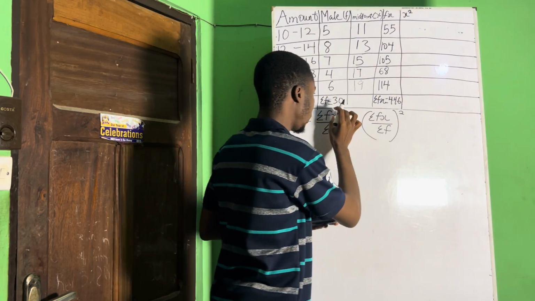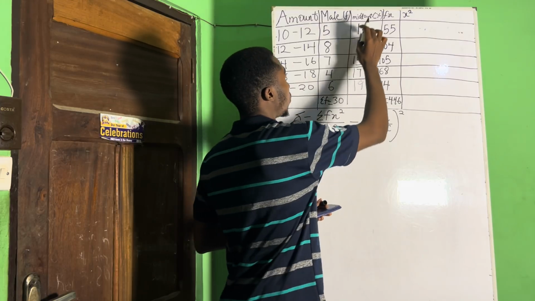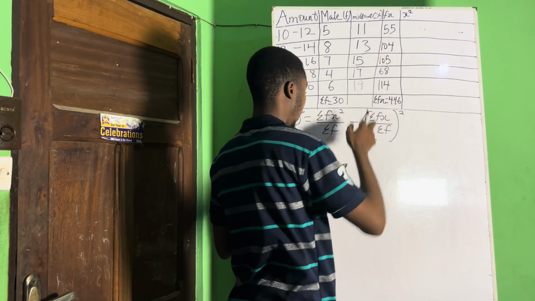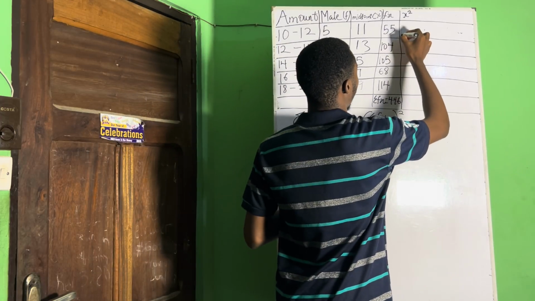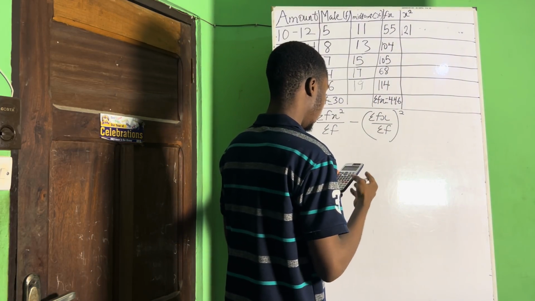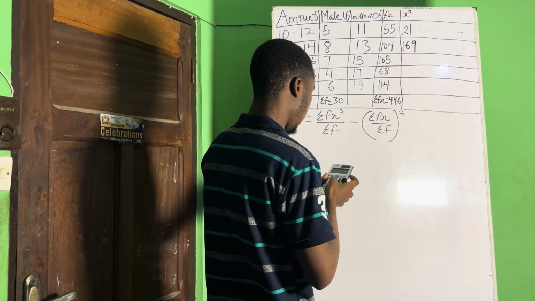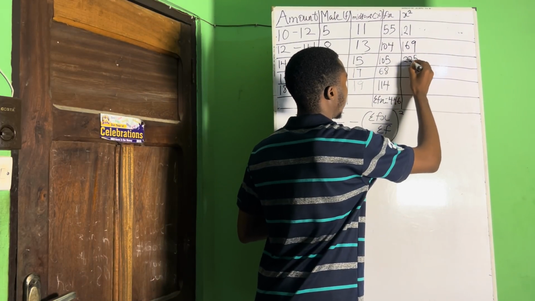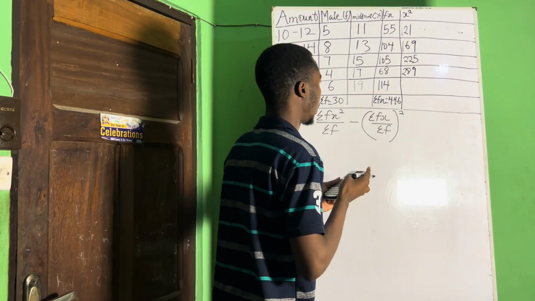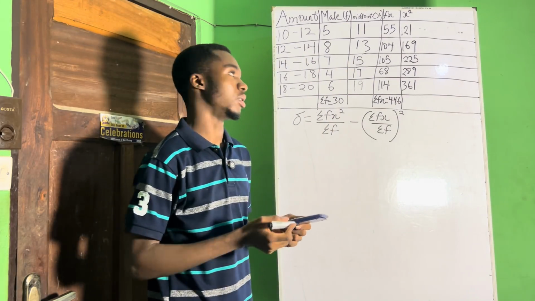So x squared. Because here we need x squared before you multiply it by f, sigma fx squared. So you find the x squared first, then you multiply it by the f. So x squared, which is all the values that are here, that's our x values. So now the first x here is 11. So 11 squared will give us 121. Then we have 13 squared, our next x value, giving us 169. Then we have 15 squared, giving us 225. Then we have 17 squared, giving us 289. Then you have 19 squared, giving us 361. So you can also do it whilst I'm doing it so that you'll be on track.